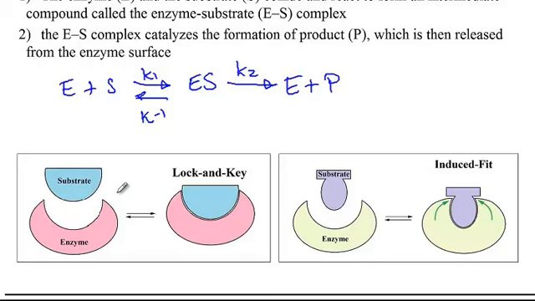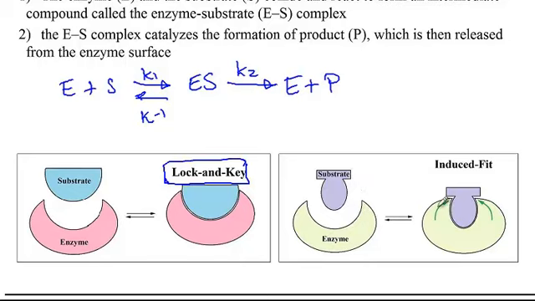Initially it was proposed that the active site has the exact same conformation as the substrate. In other words, it's similar to a key that fits into a tumbler lock, and that's why the name lock and key model was given to it. But later on, it was shown that the enzyme actually changes conformation. Its active site changes conformation so that it fits the specific substrate that it binds to.